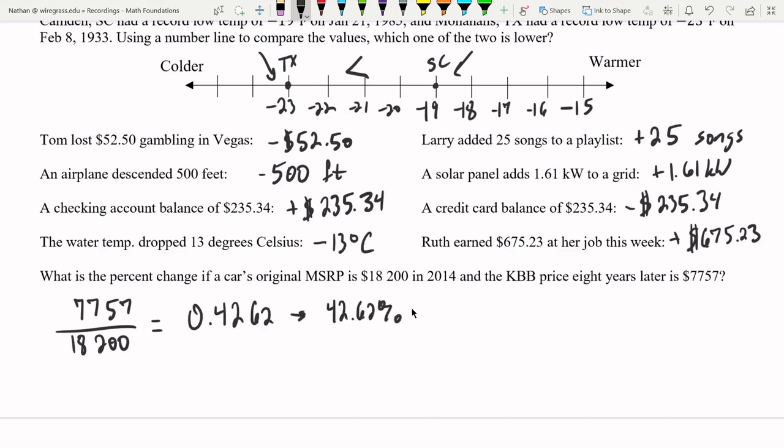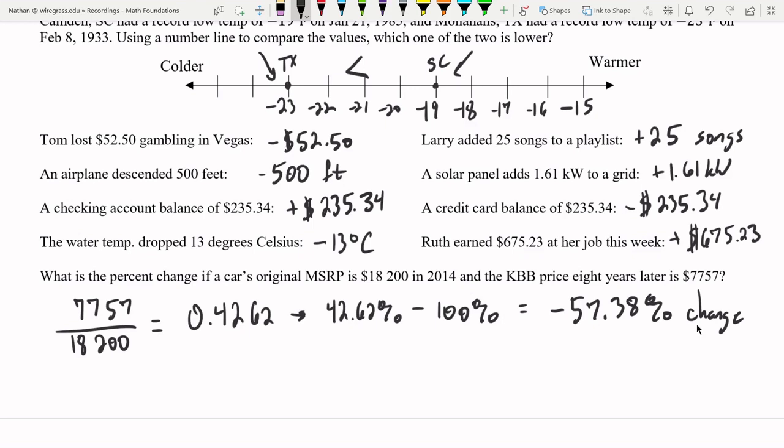42.62%. This is not a percent change, right? To do the percent change, what we should do is subtract 100% from this number. So I'm going to take this minus 100%, and that gives us the percent change of negative 57.38% change.